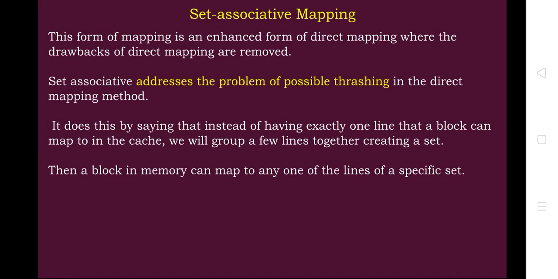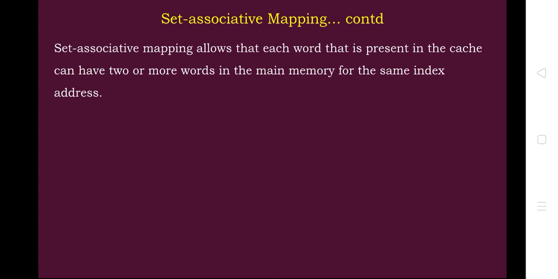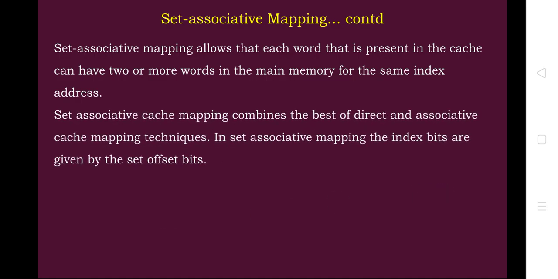This combines the logic of direct mapping, which gives one line of data to one block of data, plus associative addressing, where we create a set of lines into a single address, and then search for the expected data from the cache memory itself. Let us see how the diagram looks. Before that, set associative mapping allows each word present in the cache memory to have two or more words in the main memory for the same index address, as I mentioned before with an example. Set associative cache mapping combines the best of direct and associative cache mapping techniques.